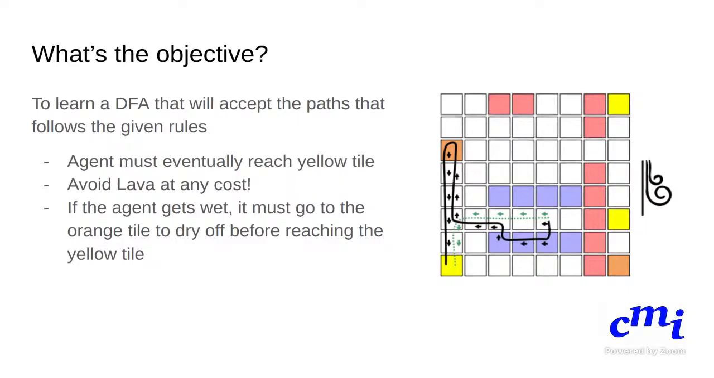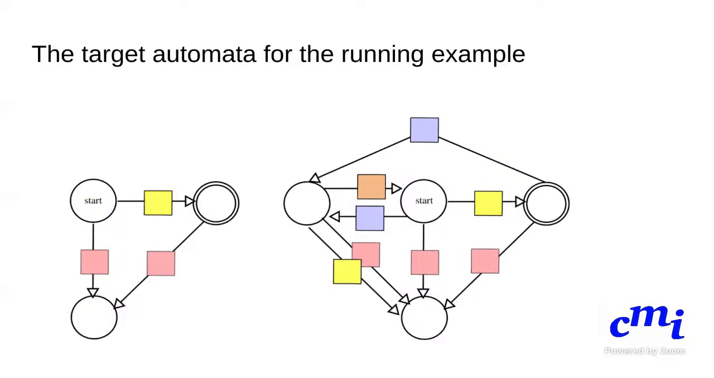So these are the given rules for this grid world example that we want to make sure of. And I just wanted to show the target automata first before learning it. It might look like this: you start with a white tile, and if you reach a yellow tile and you don't go anywhere else, then you are accepted. If you encounter a red tile by any chance, you will never go to an accepting state, or the path will never be an accepting path.